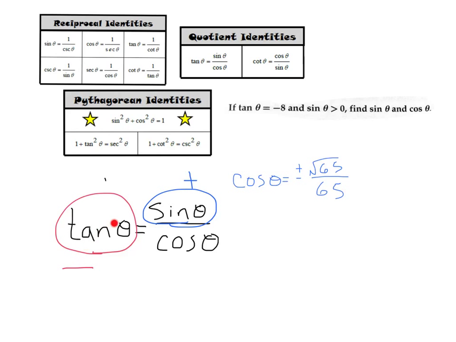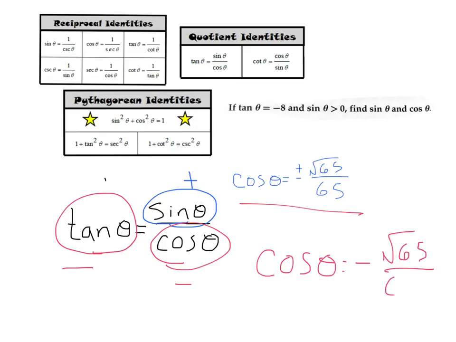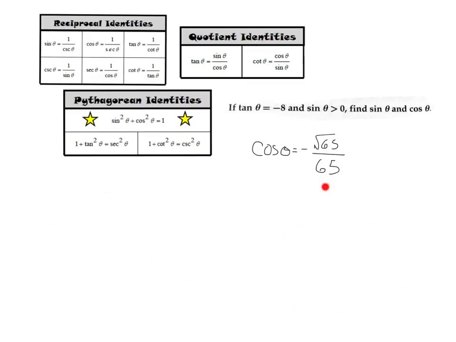This gives us a negative equals a positive divided by, well, this has to be a negative. Because tangent theta is negative, a negative has to equal positive over negative. Therefore, our cosine theta is going to have to equal the negative option, negative root 65 over 65. Now that we know that cosine theta equals negative root 65 over 65, all we're looking for is sine theta. Well, we've got tangent and cosine, so let's set up our other quotient identity to solve for what's missing, sine.